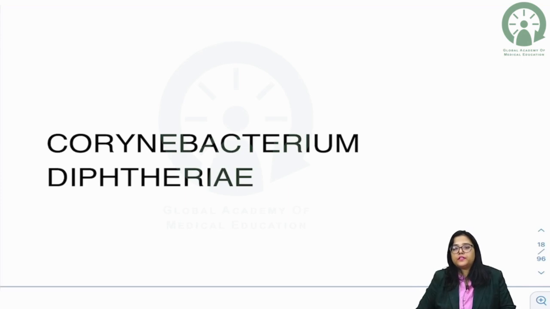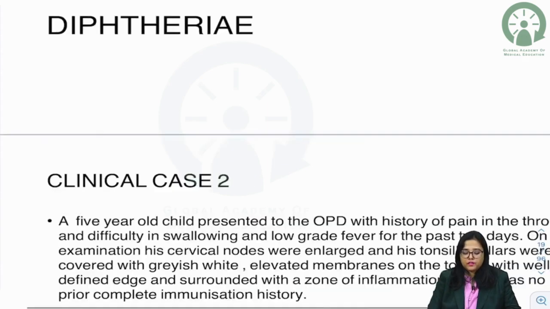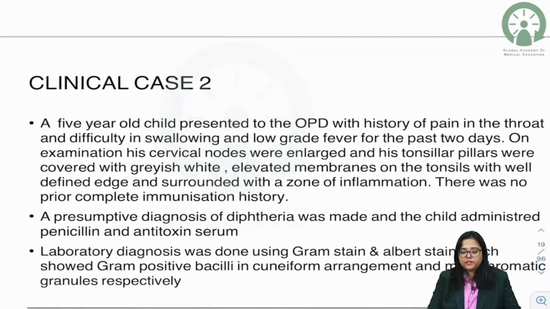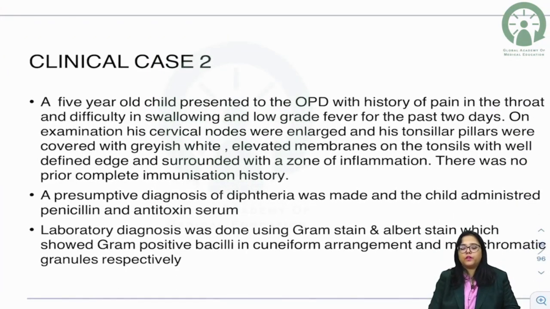So the second bacteria which causes upper respiratory tract infection, very important, although it has reduced in incidence a lot due to immunization programs, is Corynebacterium diphtheriae. So let us begin with a clinical case that will summarize the presentation of Corynebacterium diphtheriae. So what is the clinical case?